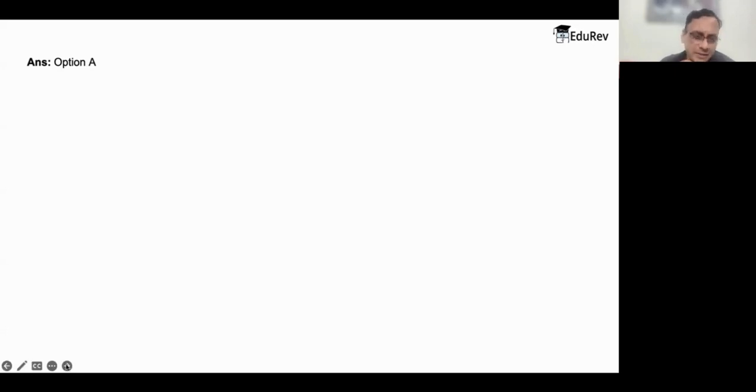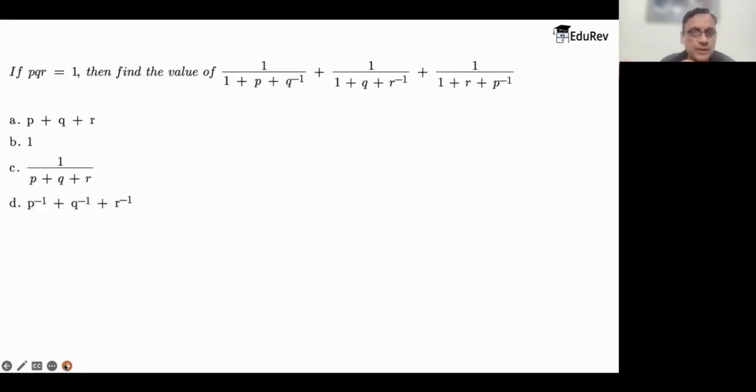Okay, let's take a very interesting question. This one. Don't get scared by seeing the question. Okay, but this is a question which has appeared in one of the exams. And ratio question can be like this also. Okay, so basically what does it tell you? If PQR means the product of PQR. Okay, let's break this question. P into Q into R is equal to 1. Then find the value of 1 plus P plus Q inverse.